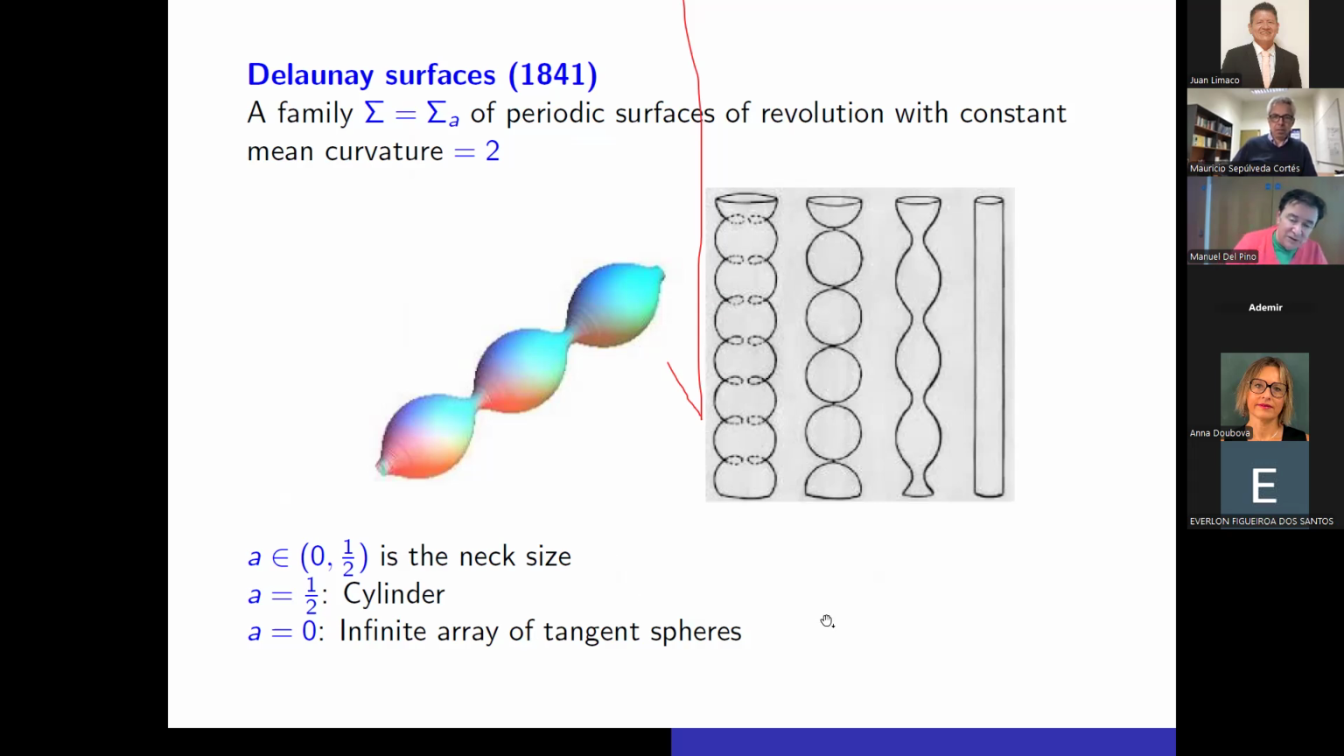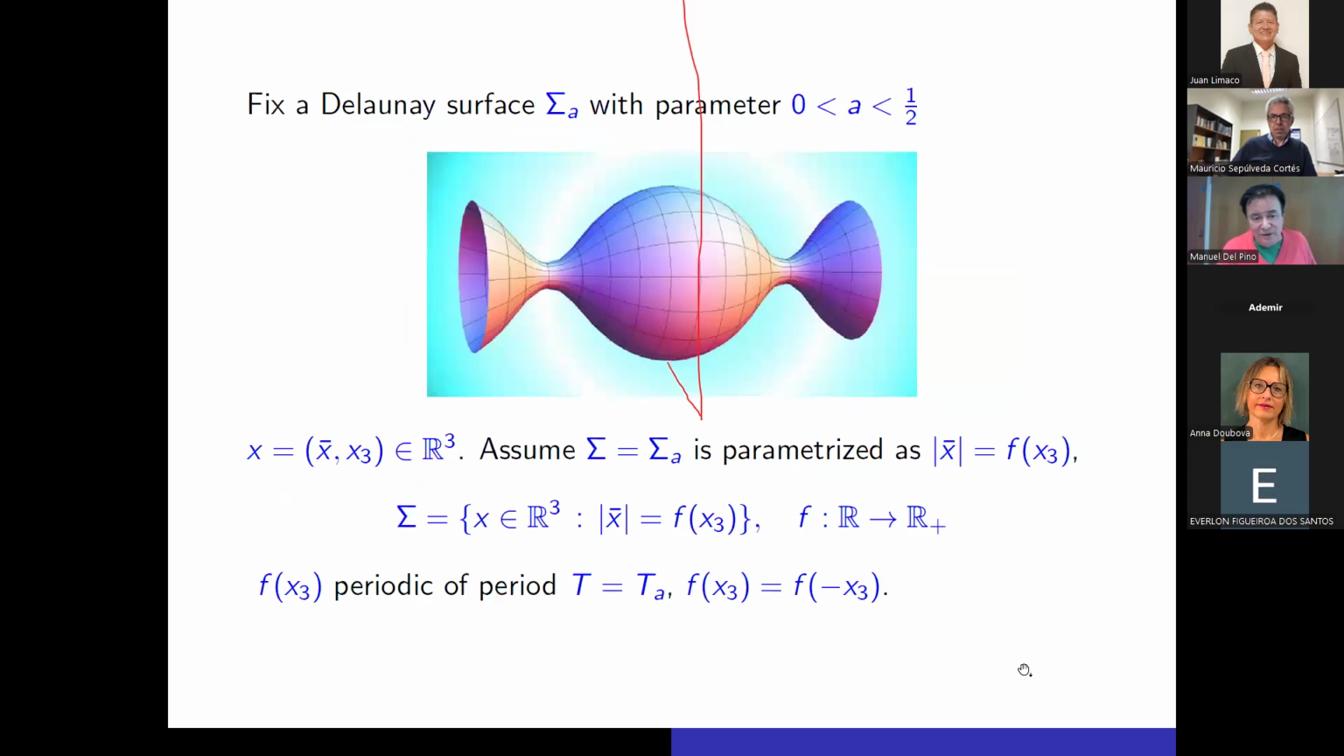So this is what is known about the Delaunay surfaces, the axially symmetric ones. Here is another nicer picture for a Delaunay surface, or for a piece of a Delaunay surface. It's a sort of sphere-like shape, then connected with another sphere through a neck. The neck turns out to be a catenoid, asymptotically.